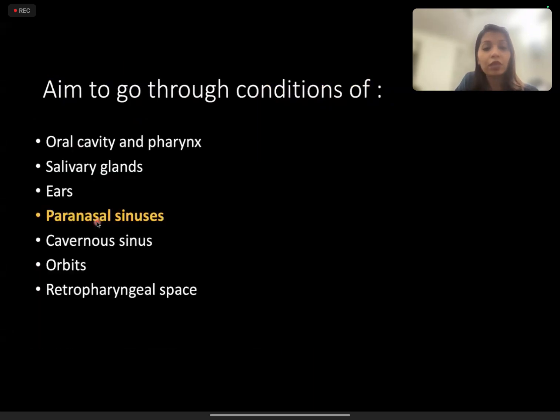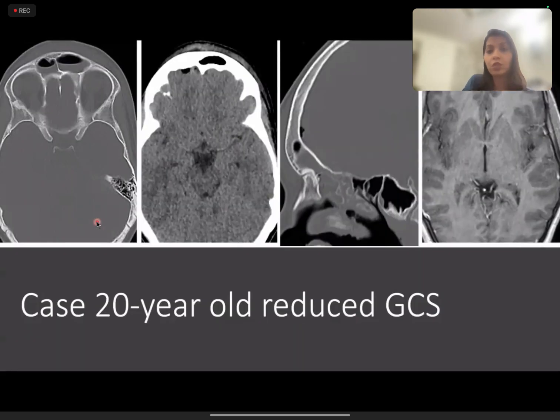So that's it for the temporal bones. We will now go on to present some of the common conditions of the paranasal sinuses. 20-year-old with reduced GCS. I'll give you some time to look at these images.